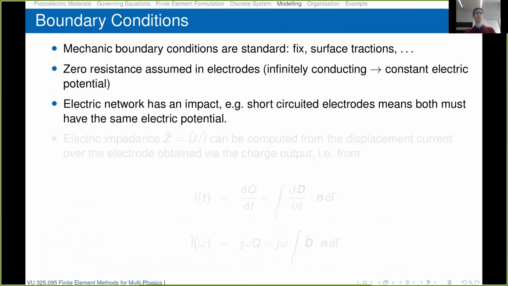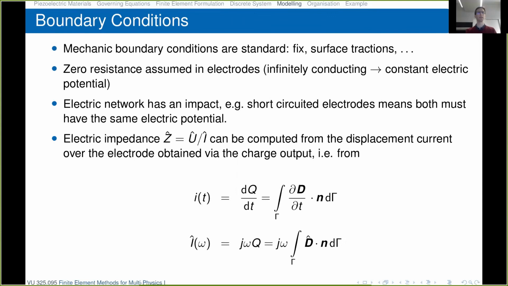And often the electric network has an impact. So it's important to model electrodes which are short-circuited, so we don't know the potential there, but we know that this is an electrode surface. We have to specify a constant electric potential there, and this can be done via a constraint equation between these degrees of freedom. And finally, we have also the electric impedance, which is actually an output quantity.